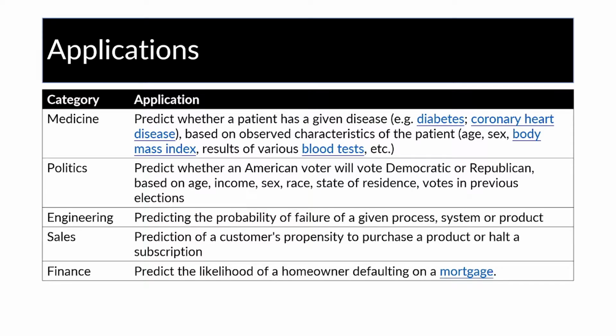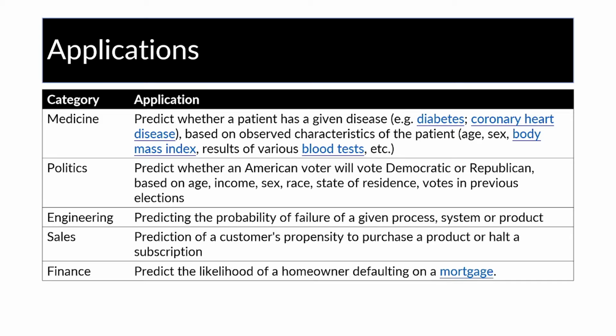Where are the applications? In the category of medicine, predict whether a patient has a given disease or not based on the observed characteristics of the patient, such as age, sex, body mass index, and the results of various blood tests. Politics: predict whether an American voter will vote Democratic or Republican based on age, income, sex, race, state of residence, and votes in previous elections.